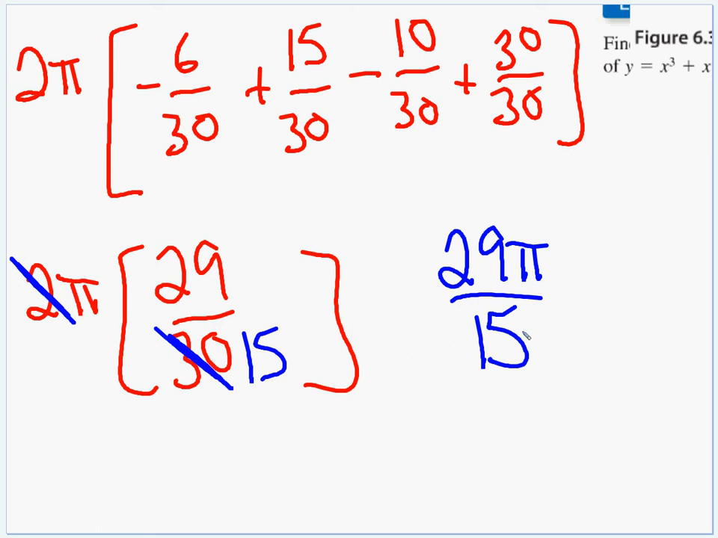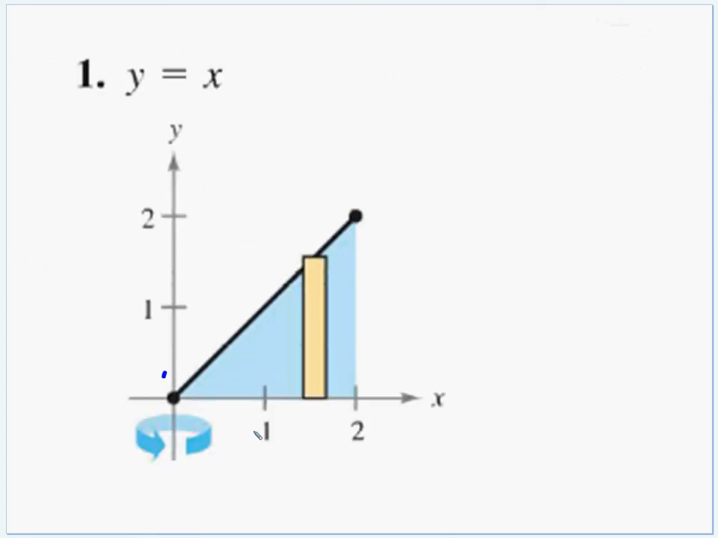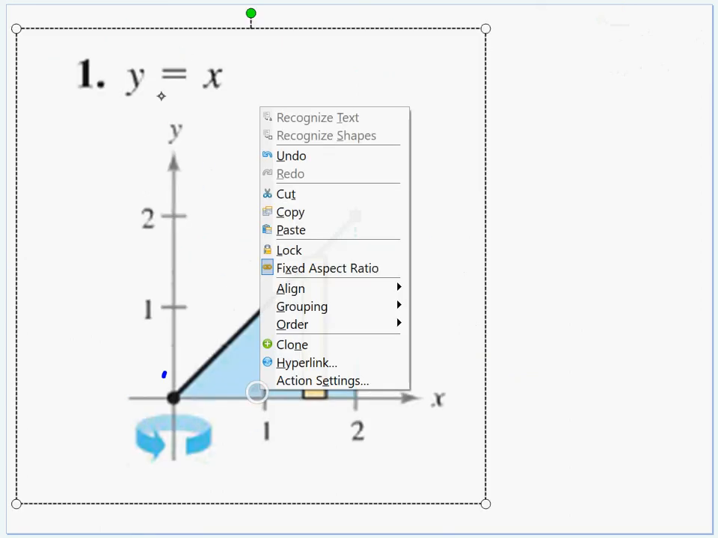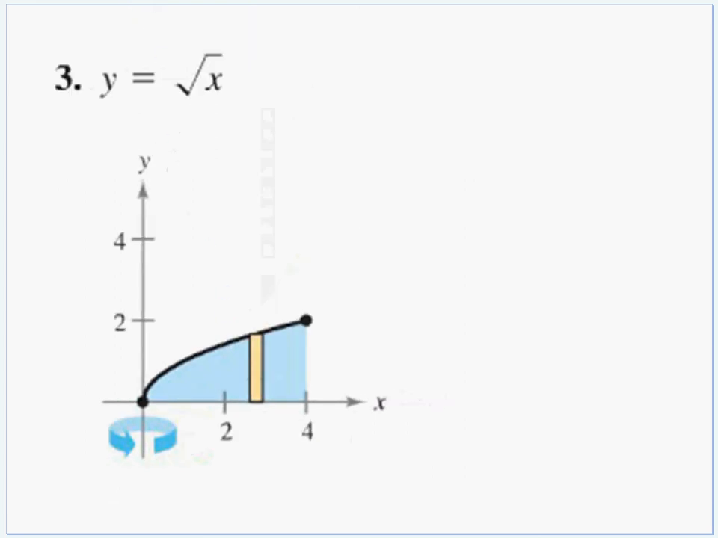All right, I believe that is the end of 6.3, the shell method. Next time we're in class, we'll do a few odd problems on that. I hope this video was helpful.